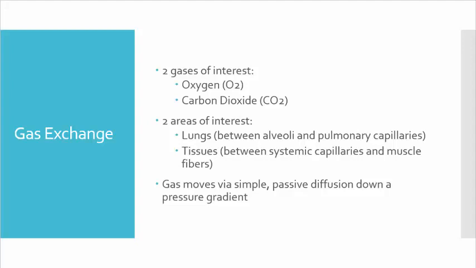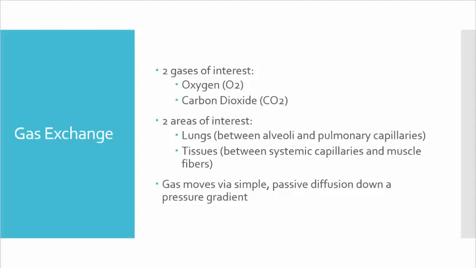So oxygen travels from the systemic capillaries into the muscle fibers, and vice versa. Carbon dioxide goes from the muscle fibers into the systemic capillaries. Now, gas moves via just simple passive diffusion, so it doesn't need active transport. It doesn't need a transporter that picks up oxygen and carbon dioxide and moves them across those membranes between the alveoli and the capillaries, for example.